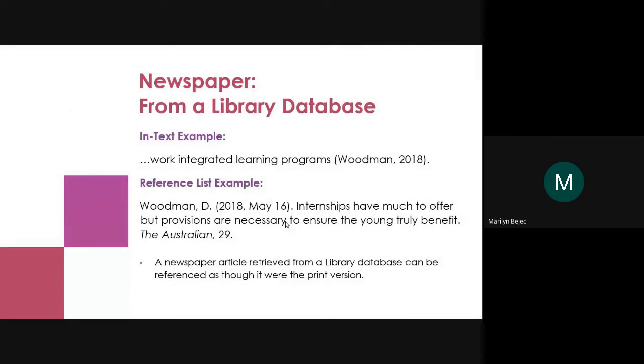For a newspaper from the library database, in text, you have the direct quotation, and then you have the author's surname, and then the same procedure, the same format, separated by a comma, and then the year in close and open quotation. And then in the reference list, you have the author's surname, and then the year of publication and the date of issue in close and open parentheses, period, and then the rest of the information. So take note that a newspaper article retrieved from a database can be referenced as though it is in the printed version.